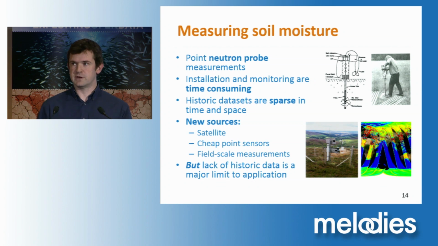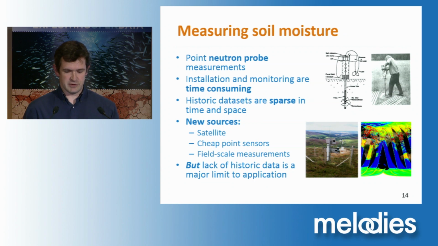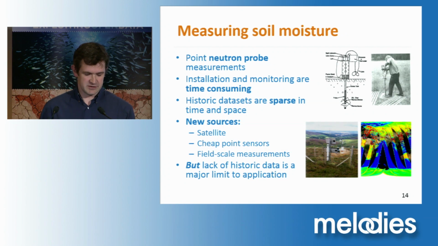Now, the data set that we're talking about consists of point neutron probe measurements, which are quite labor intensive to make. Basically, a large point source of fast neutrons is lowered into a tube, and the measurements are taken. But it's a time-consuming process. It's also potentially hazardous because of the radioactive source. And this means that our historic data sets are sparse in time and space.